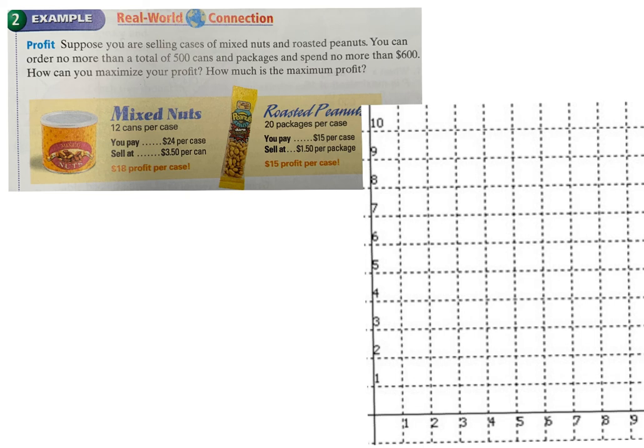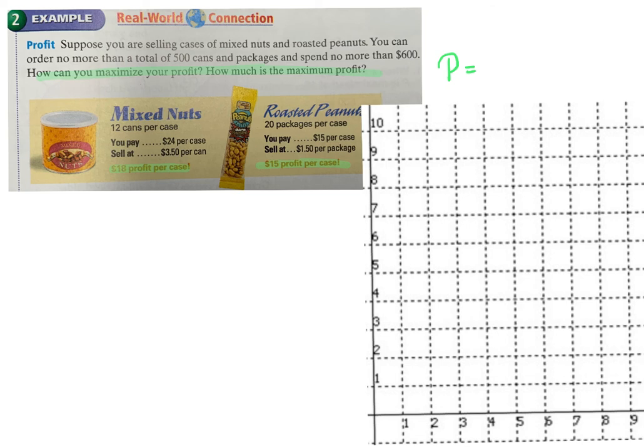So our profit equation is going to be based off of how much they sell these for. If you look at how much they sell each for, on top of this, they actually tell you profit. They don't just tell you how much they sell it for. So the first thing that you want to do here is figure out what your objective is. So my objective is to make a profit.